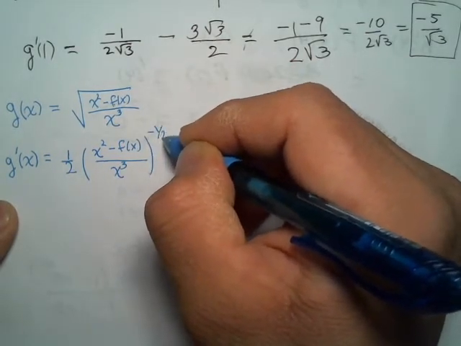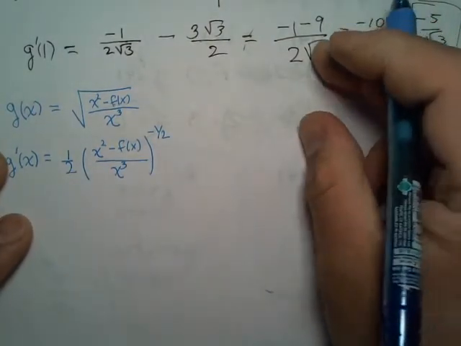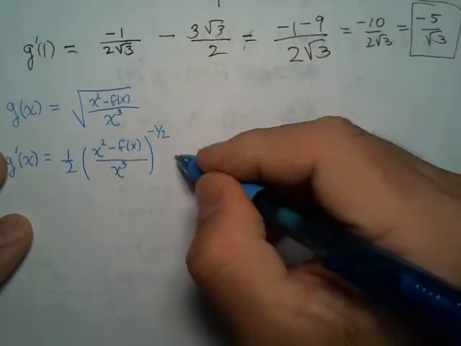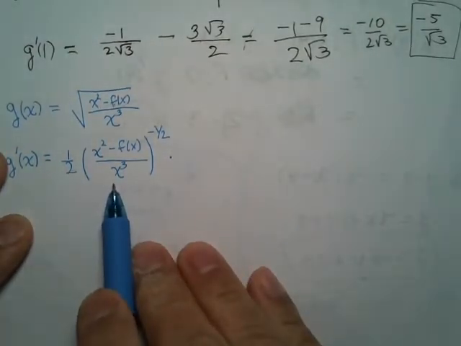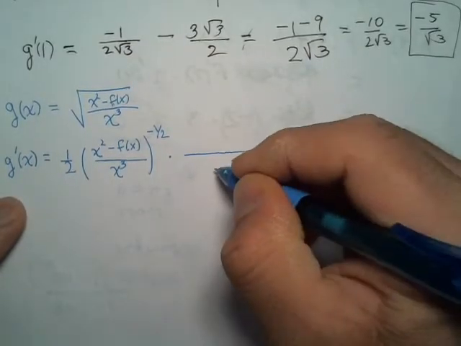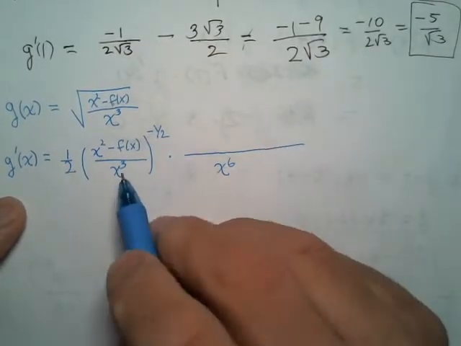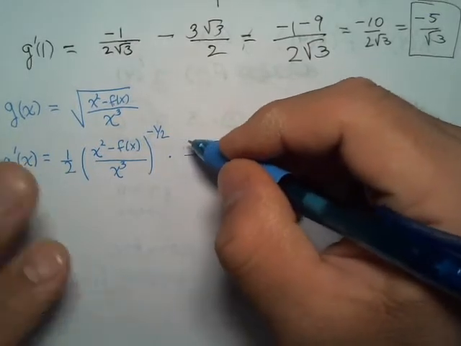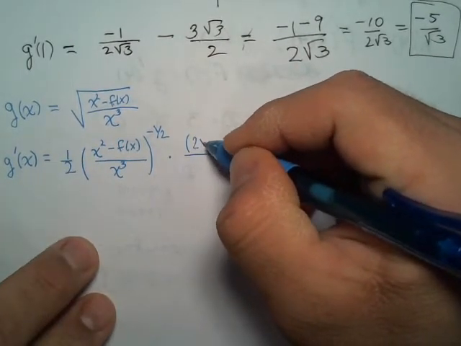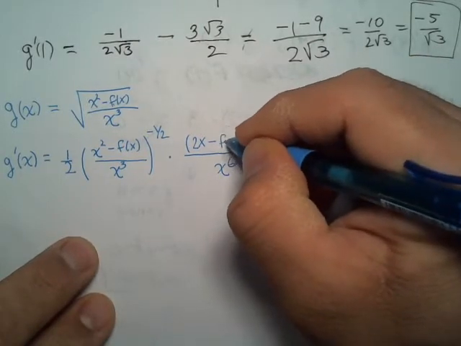Power is -1/2. Okay. All right, and now we work into the inner function. Now to do the inner function, we need a quotient rule. So that will be square of the denominator multiplied by the derivative of the numerator. So that is 2x minus f prime of x.